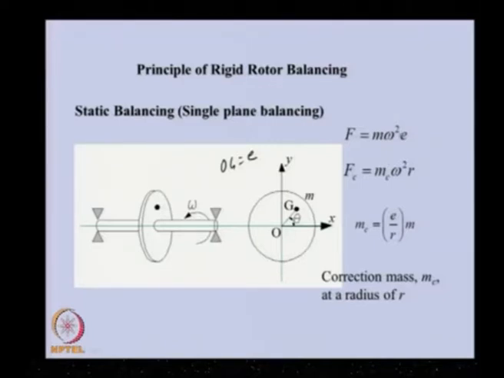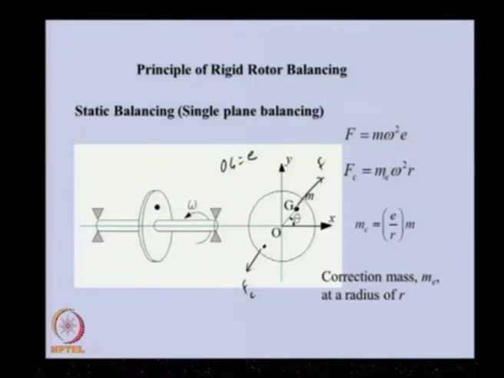If we want to correct this unbalance of the rotor, we need to put some correction mass mc at a radius, let us say r. This particular mass, which we are keeping somewhere opposite to this, will produce a force mc omega square r that will be acting opposite to this. Fc is in this direction and F is acting in this direction. If these two forces are equal, then this unbalance can be balanced.